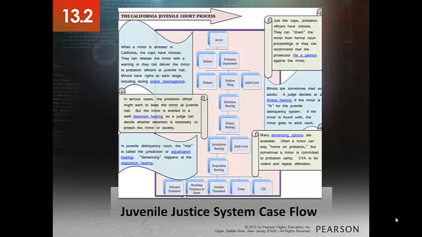In California, a juvenile arrest is called an apprehension. When a minor is held in custody, the first hearing the minor will have is called a detention hearing, which is held to determine if the youth should stay in custody, usually juvenile hall, pending outcome of the case.